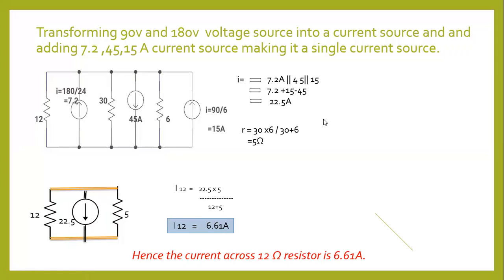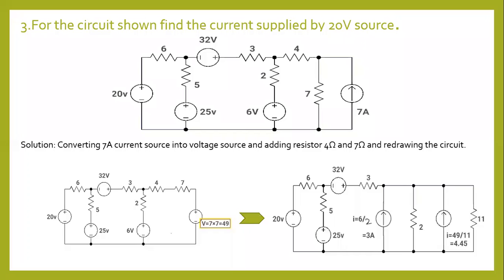Let's move towards the next problem now. The third problem is: for the circuit shown, find the current supplied by the 20 volt source. Here is the 20 volt source. We have to find the current supplied by the 20 volt source.